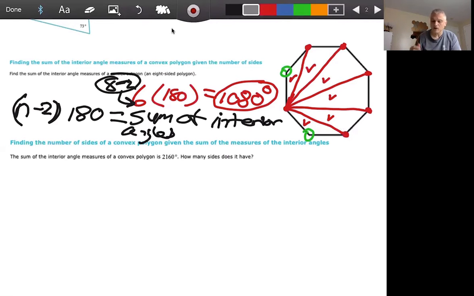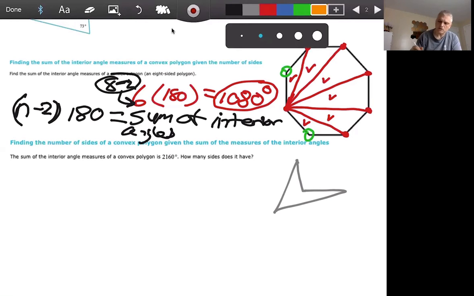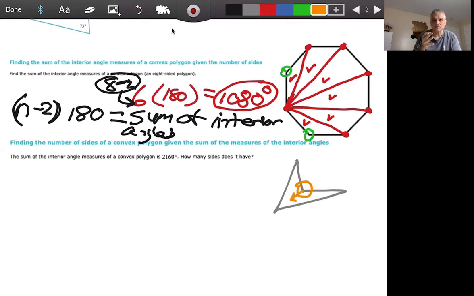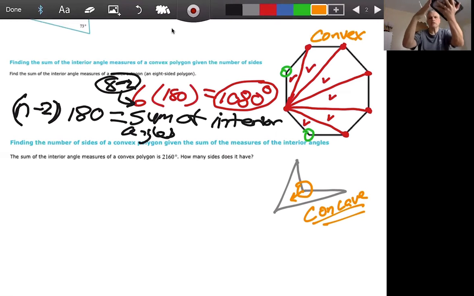So what does a non-convex polygon look like? Well, that thing there is a non-convex polygon, because if you take a look, this angle right here points this way, which is in. If it points in, it caves in. That would be a concave polygon. Convex polygons have all the angles pointing out away from the interior. Concave has one or more angles caving in to the interior.